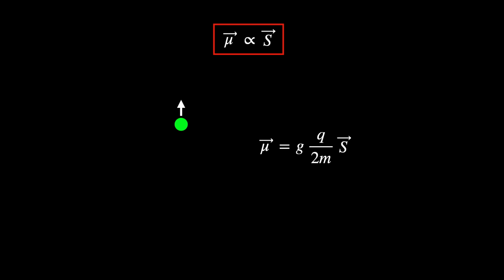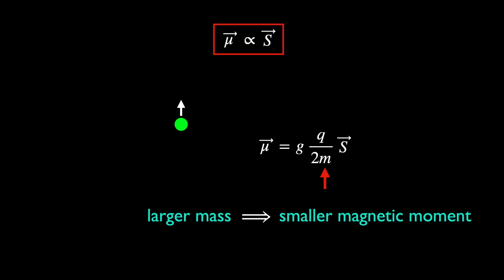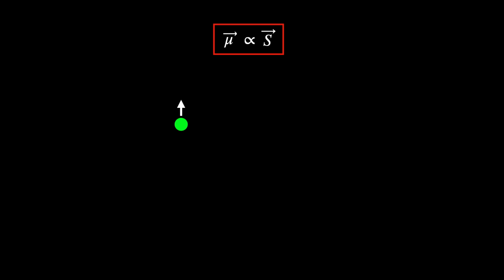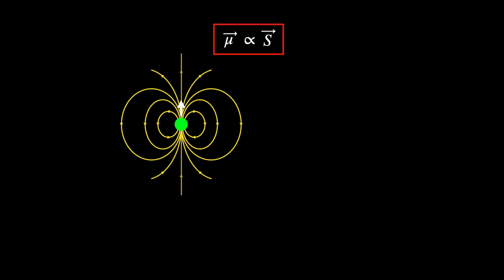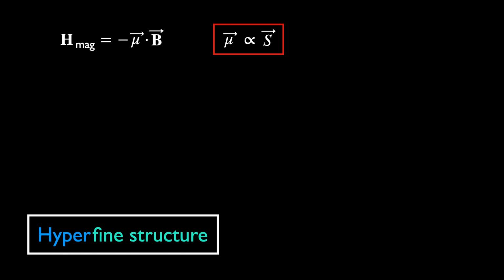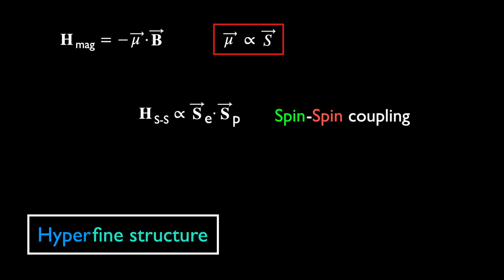An important point to note is, the larger the mass of the particle, the smaller its magnetic moment. This explains the smaller effect of the hyperfine structure when compared with the fine structure, since it includes the magnetic moment of the proton, which is much heavier than the electron. As we have said, the magnetic moment itself generates a magnetic field, which can interact with the magnetic moment of another particle. This is the origin of the spin-spin coupling between the electron and proton in an atom.